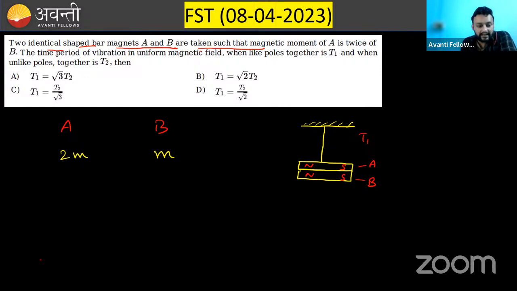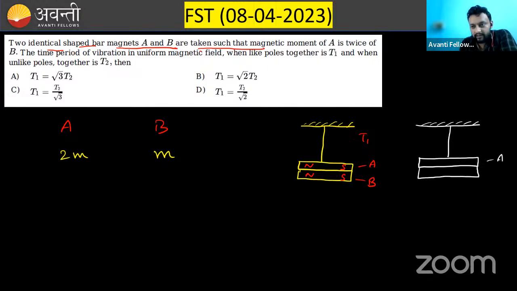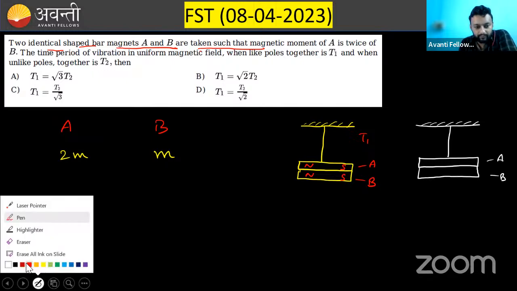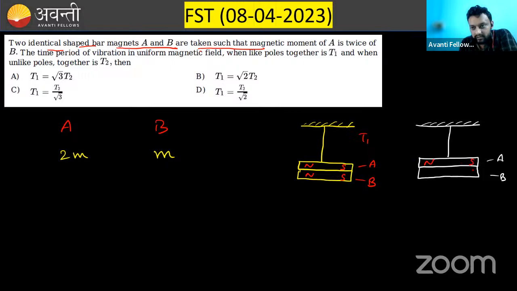Clear? Now in the second situation, they are saying when unlike poles together is T2. Now this time they have suspended it with opposite poles. This is one bar magnet, this is another bar magnet. Let's suppose this is bar magnet A, this is bar magnet B. This is north, this is south, this is north, this is south. They have changed the poles. Now this time period of oscillation is T2 according to the question. Now we have to find the relation between T1 and T2.